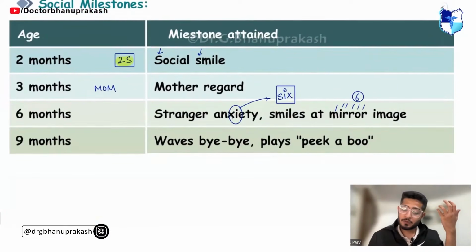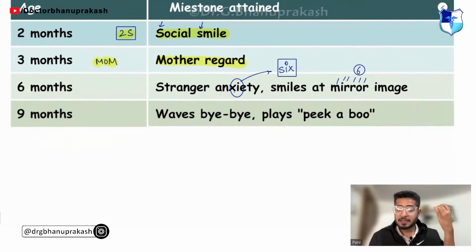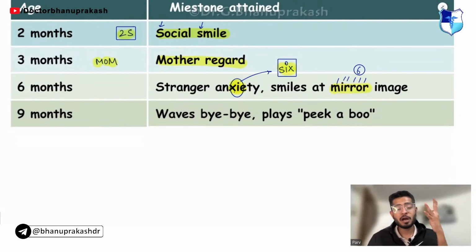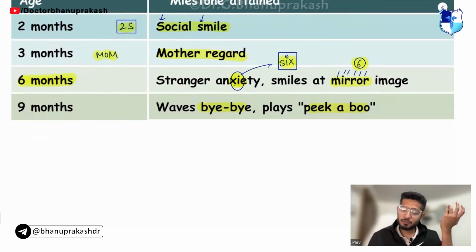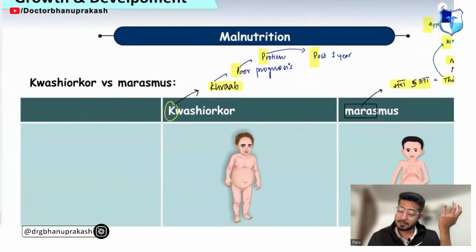2 months, 2 and S look very similar. Social smile. 3 months, regards to the mother. So 3 months, MOM, mom. This is the mnemonic to remember. Mother regards. 6 months, anxiety. Anxiety is going to have X and I. So I've told you, mirror image. MIRROR, again 6 letters, so 6 letters you can remember. 6 months, so mirror is also for 6 months. 9 months, yes, bye bye peekaboo. 9 months, yes, of course it is important.